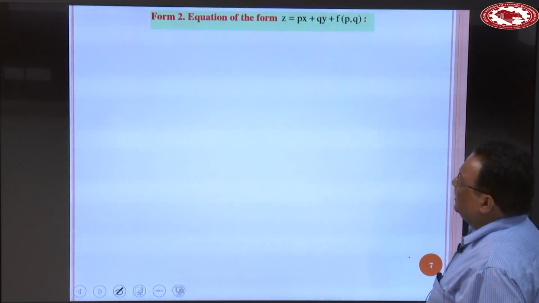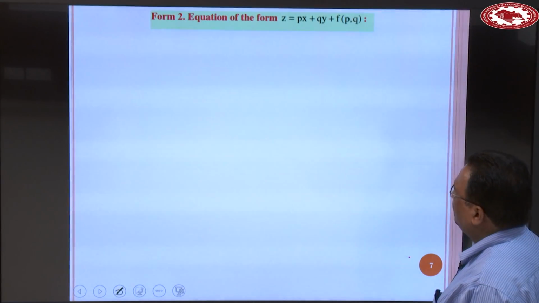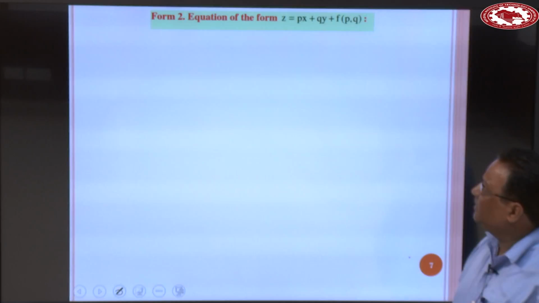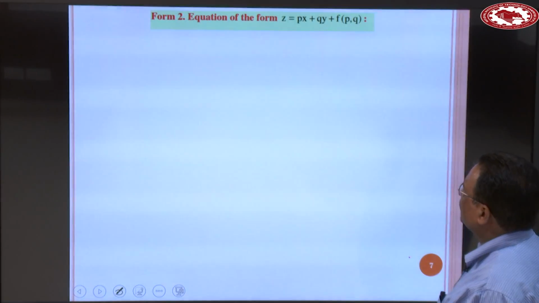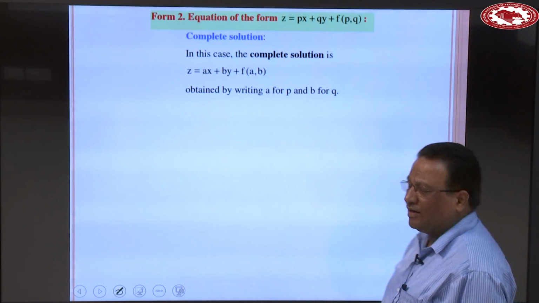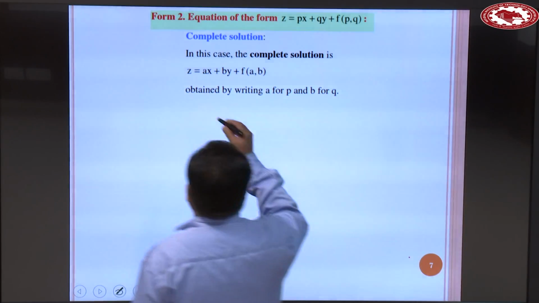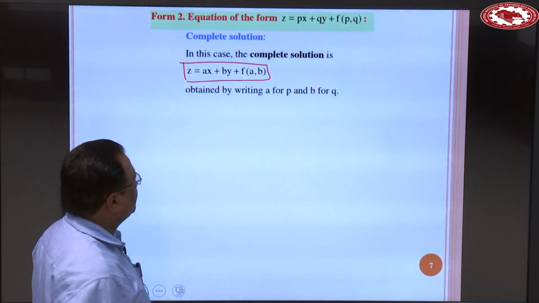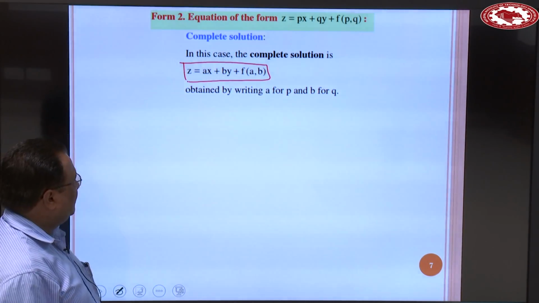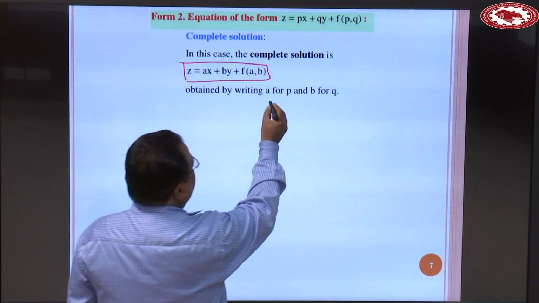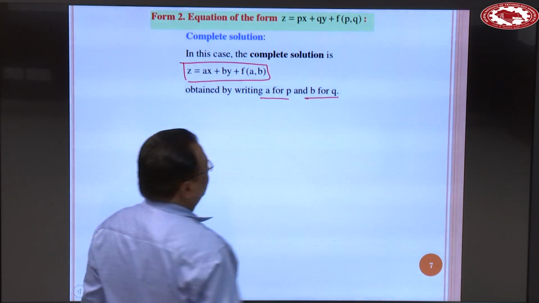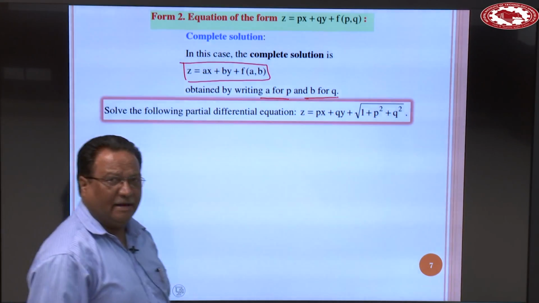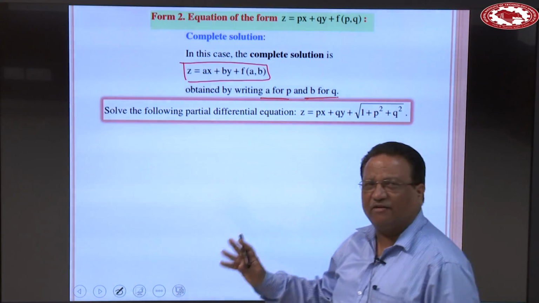Now the second part is equations of the form z is equal to px plus qy plus function of pq. Clear? Then what is the complete solution? Remember, in this case the complete solution is z is equal to ax plus by plus function of ab, and that solution can be obtained by writing a for p and b for q. That one is the solution. Clear? Now solve this problem, and first compare this problem with the standard form.